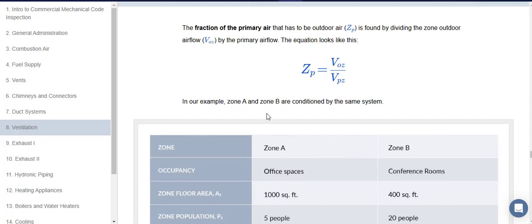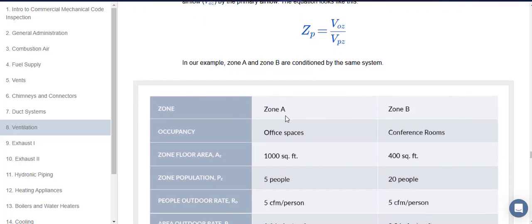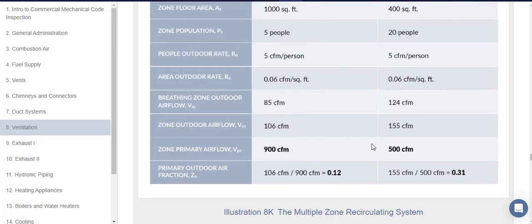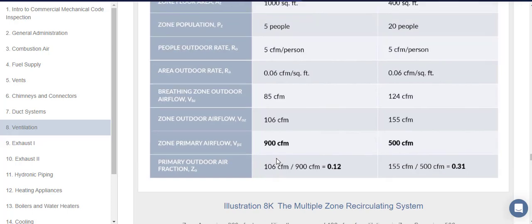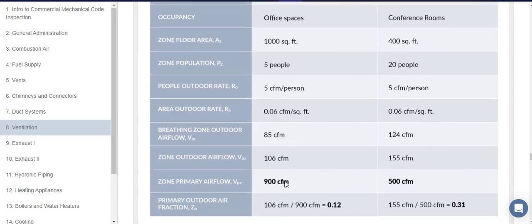In our example, zone A and zone B are conditioned by the same system. Illustration 8K is the multiple zone requirement for the system. Zone A requires 900 CFM to condition the space and 106 CFM for ventilation as per the calculations.